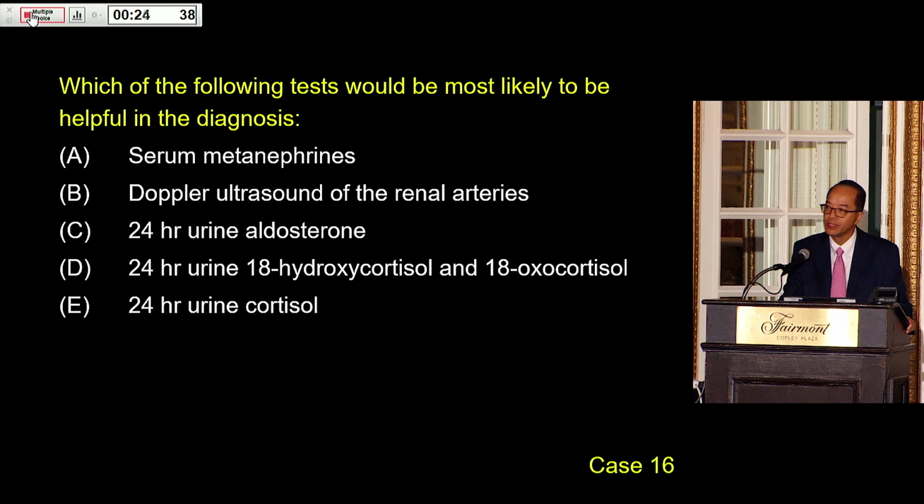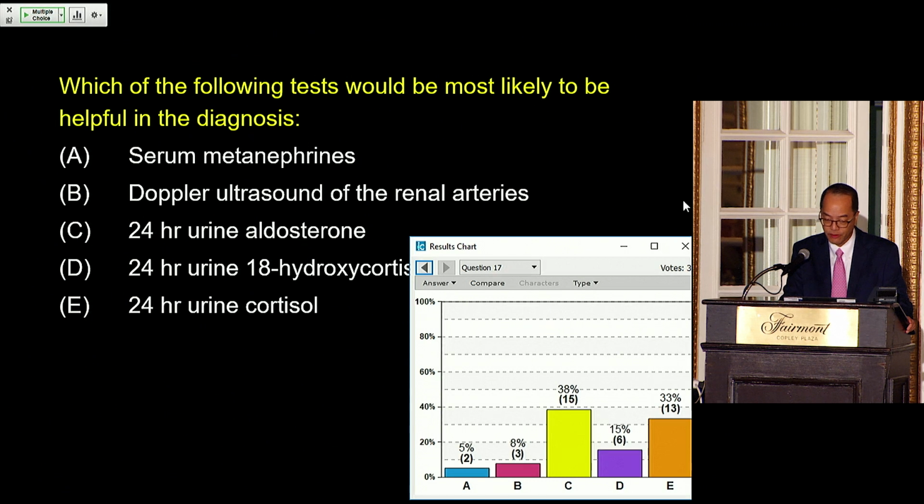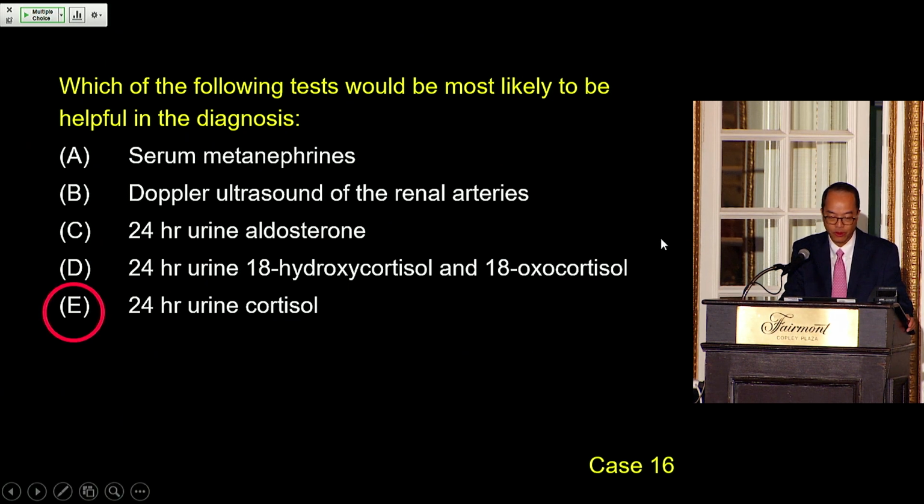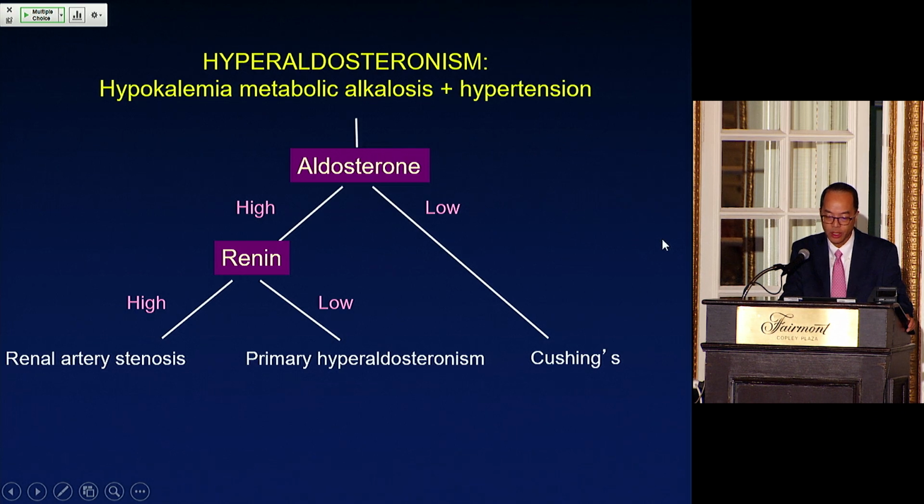And as I said, you'll get a little bit more detail about potassium in the next lecture after the break. Okay, so you were kind of divided between C and E. E, I think, is the correct answer, 24-hour urine cortisol. So going back to that branch point, a patient who's hypokalemic, usually metabolic alkalosis, but is hypertensive, we think those patients most likely have hyperaldosteronism. In that setting, measurements of aldo and renin are critical.